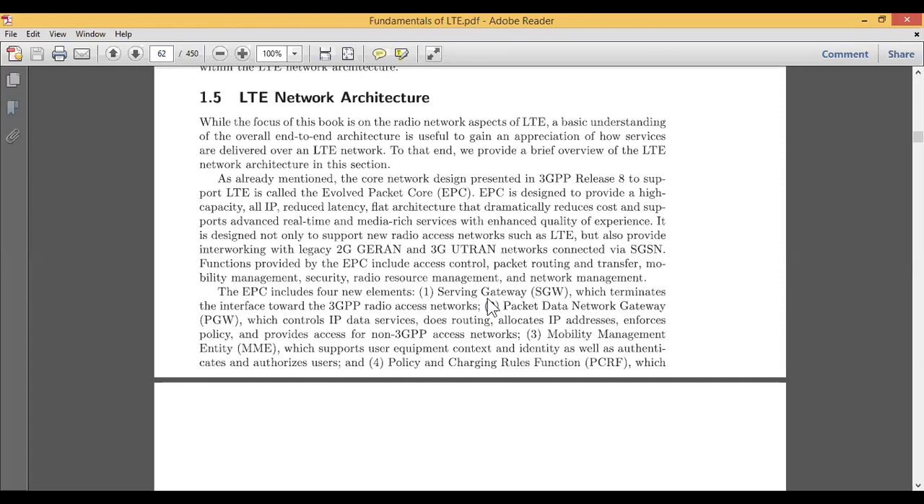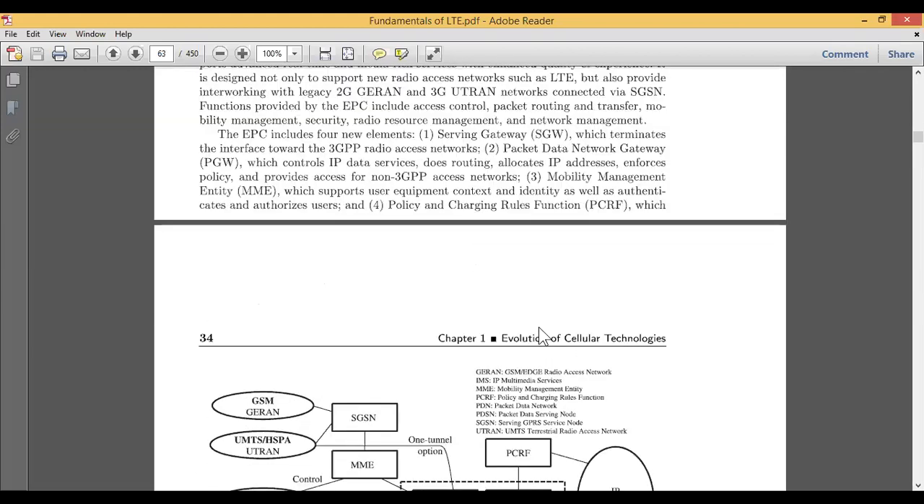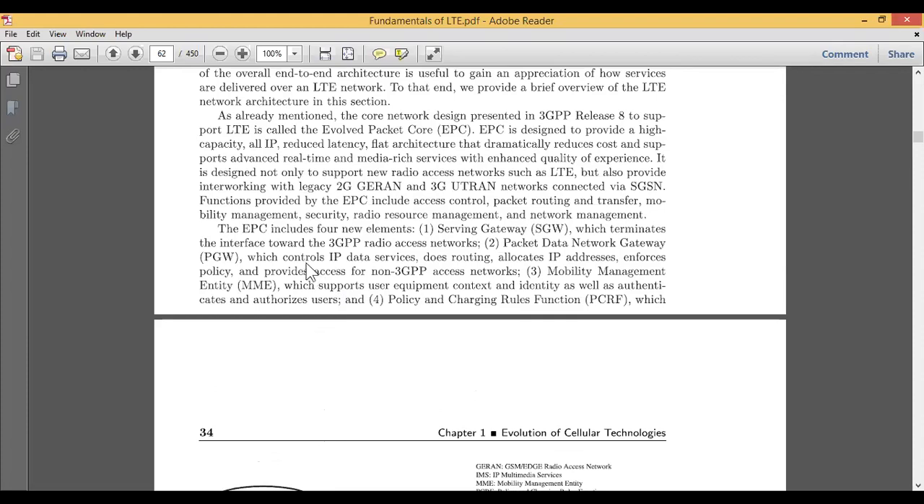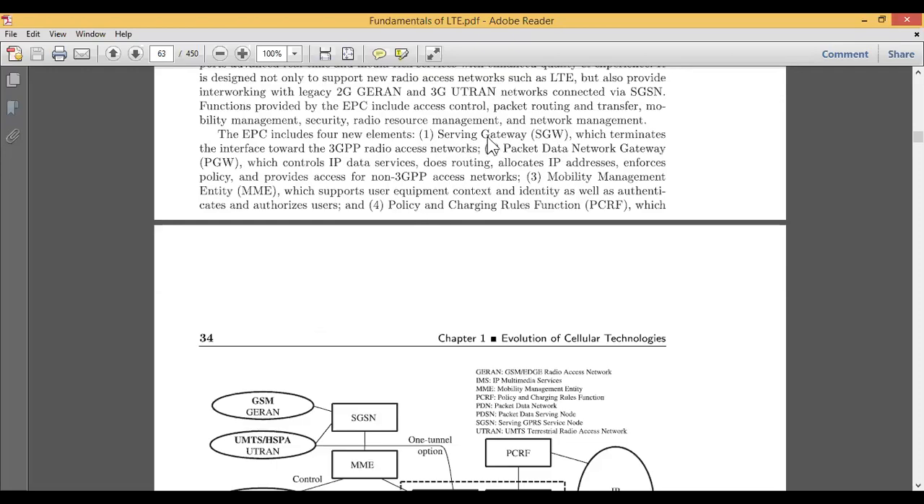Apart from that, the transfer and the mobility management. Then we have security, radio resource management, and network management. So these are the various functions provided by the core network. This particular EPC includes 4 elements. Which are those 4 elements? The first is the serving gateway, we call it SGW.